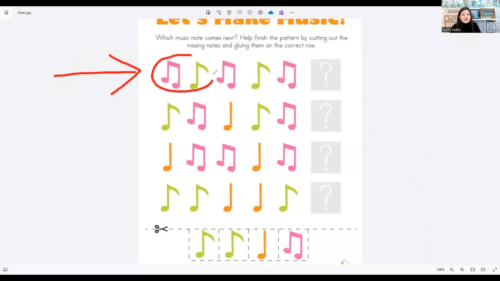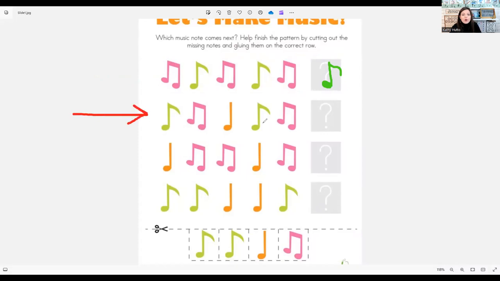So I think I found my pattern. Pink, green, pink, green, pink. What will be next? Green. The green music note will be next. Okay, let's do the next one. I see green and then pink and then orange. Oh, and back to green.